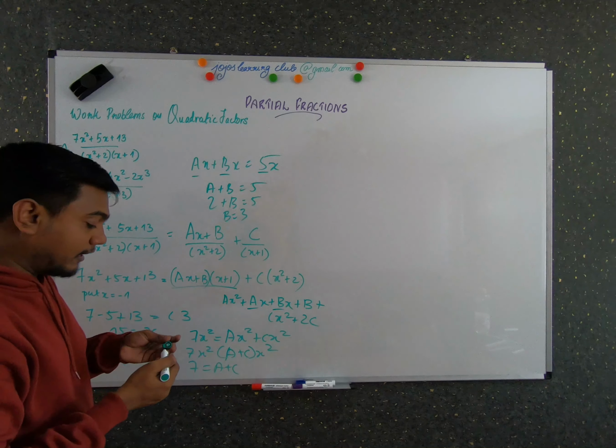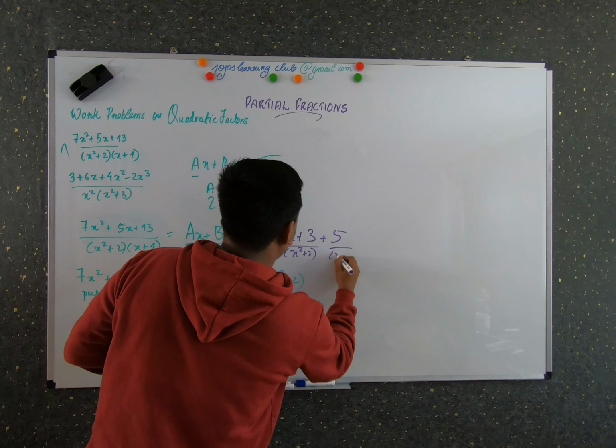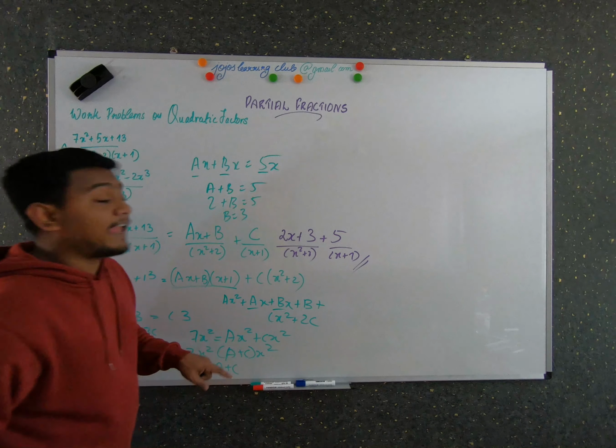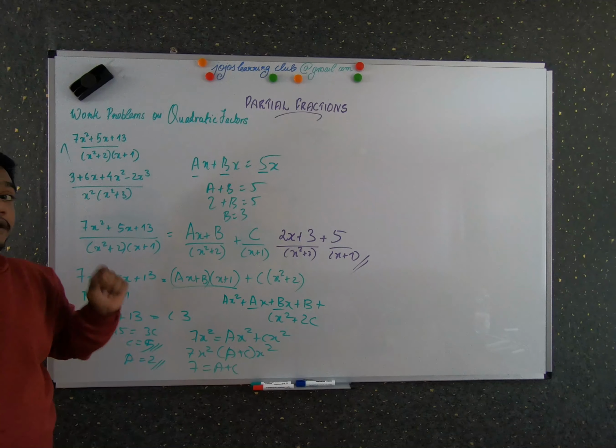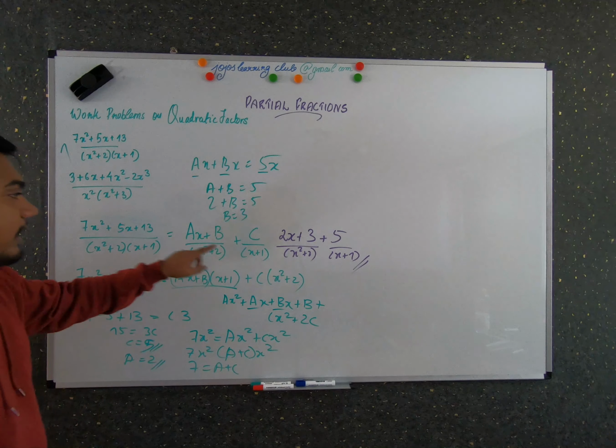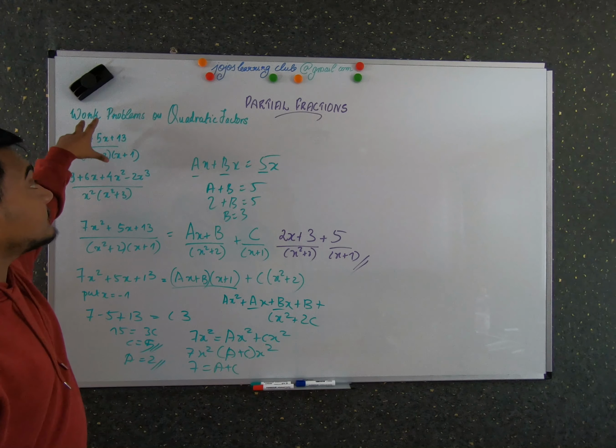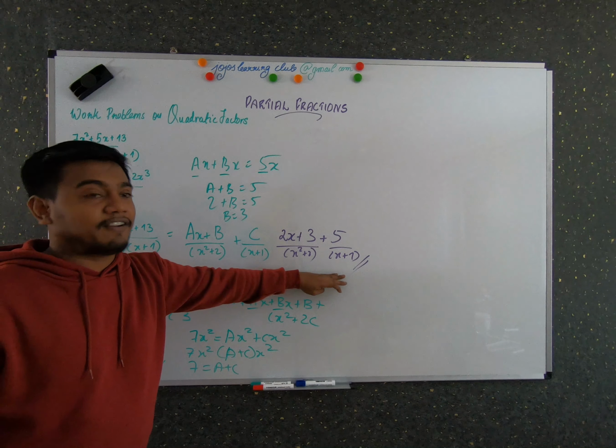And now let's write it in the final form. a's value is 2, so 2x. What is the value of b? 2x plus 3 by x square plus 2. And what is the value of c? 5 by x plus 1. So this is the answer for problem number 1. And this is how you change quadratic factors into partial fractions. Now I have made this polynomial expression into partial fractions.